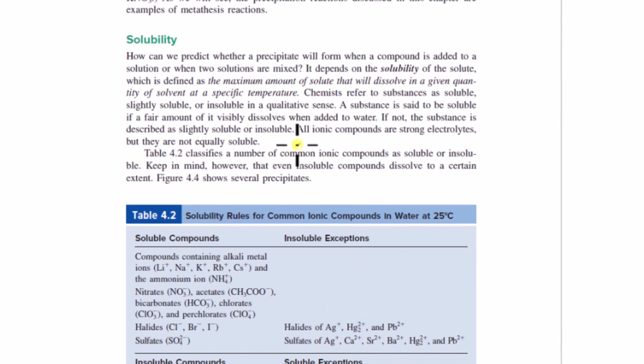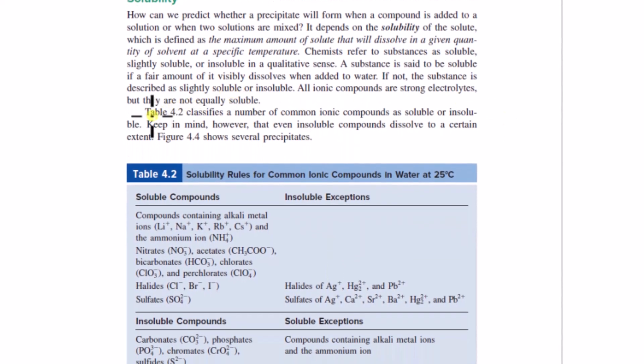Okay, now it says all ionic compounds are strong electrolytes, but they are not equally soluble. Yeah, exactly. This is why we wanted to make clear the difference between electrolytic and solubility or dissolving properties. All ionic compounds are strong electrolytes, meaning that if they are soluble to some extent, it doesn't matter how soluble any ionic compound is, it's going to have that full, non-reversible dissociation into ions. But even an ionic compound that's insoluble, so it would technically be a non-electrolyte, might be soluble to a very tiny extent, right?